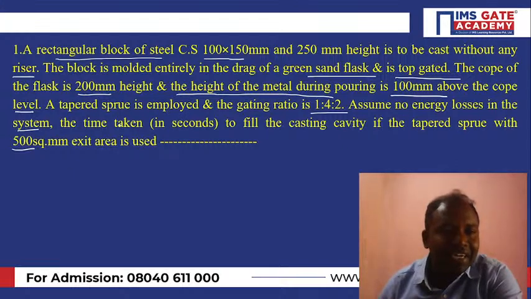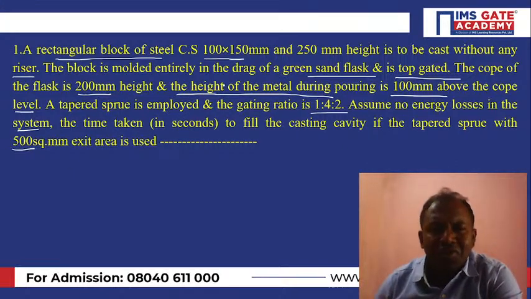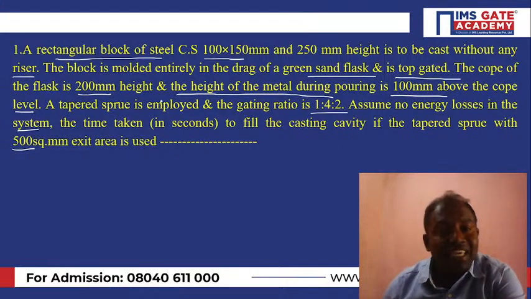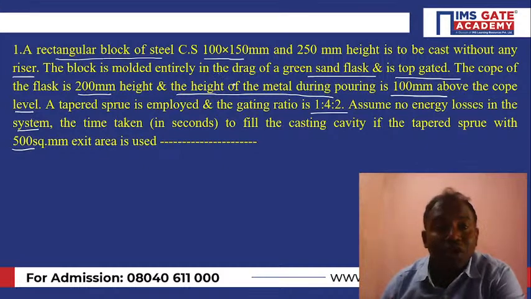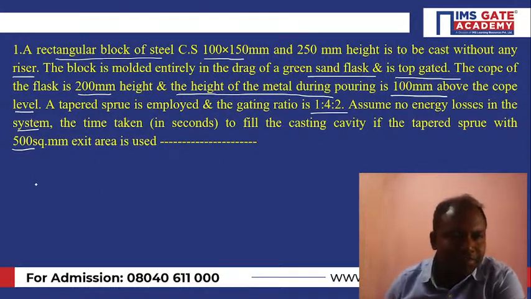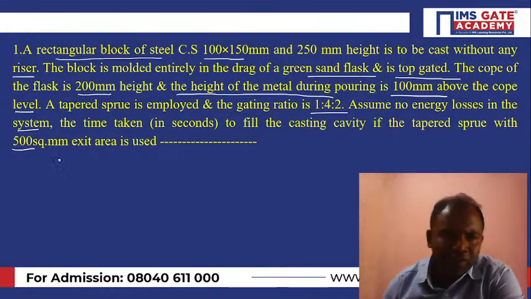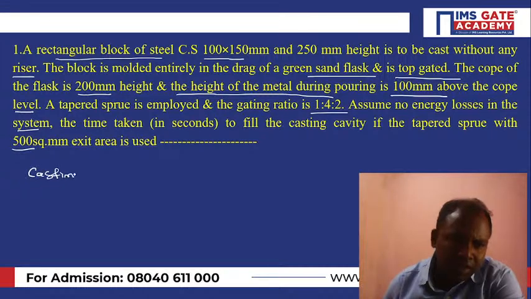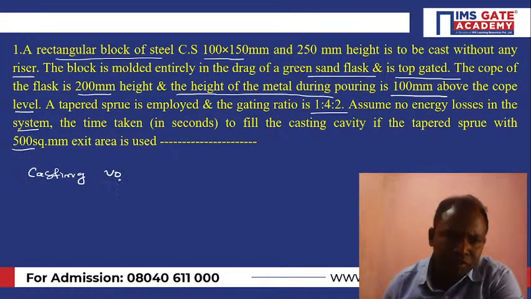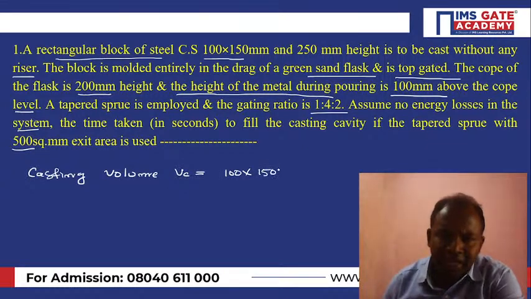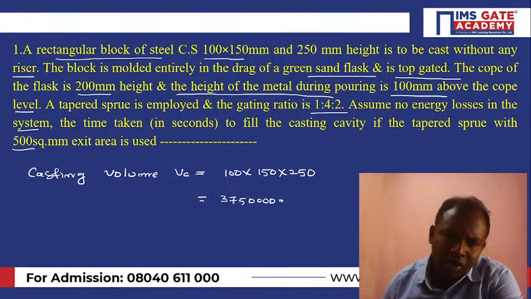So here we have to calculate the time required for filling the mold cavity. For these kinds of questions, you are supposed to write the given data immediately, so that you will be able to find which terms you need to find. Now first, what is the casting volume? Casting volume is equal to 100 by 150 by 250 mm. If you do that, you are going to get 3750000 mm cube.